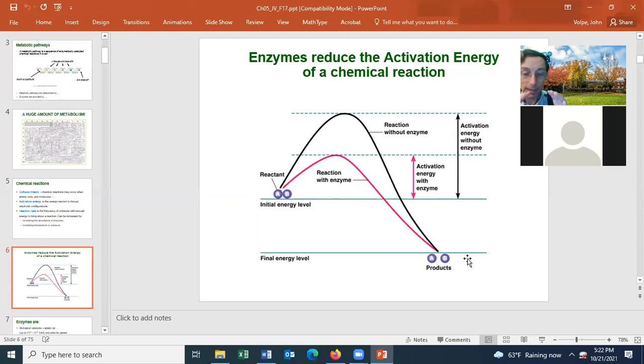And this could be something like sucrose has more energy in it than glucose and fructose. And so if I had a beaker of sucrose and then just left it in the beaker, over time the sucrose would convert into glucose and fructose. Okay, any question about that?